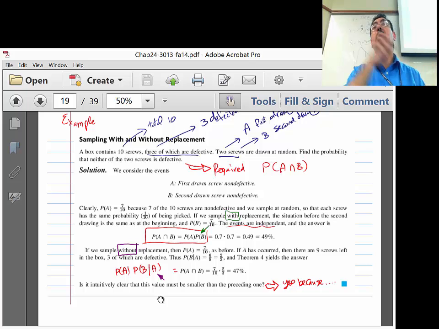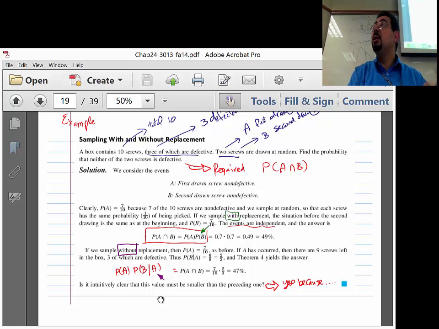But when he pulled the screw and kept it in his hand and said, now pull another one, let's see the chances of having two screws that are correct. Now the second event is related to the first event. Since you pulled one out of the box and didn't replace it, I'm now pulling from a different population. Whether the first was defective or not will affect the second event.